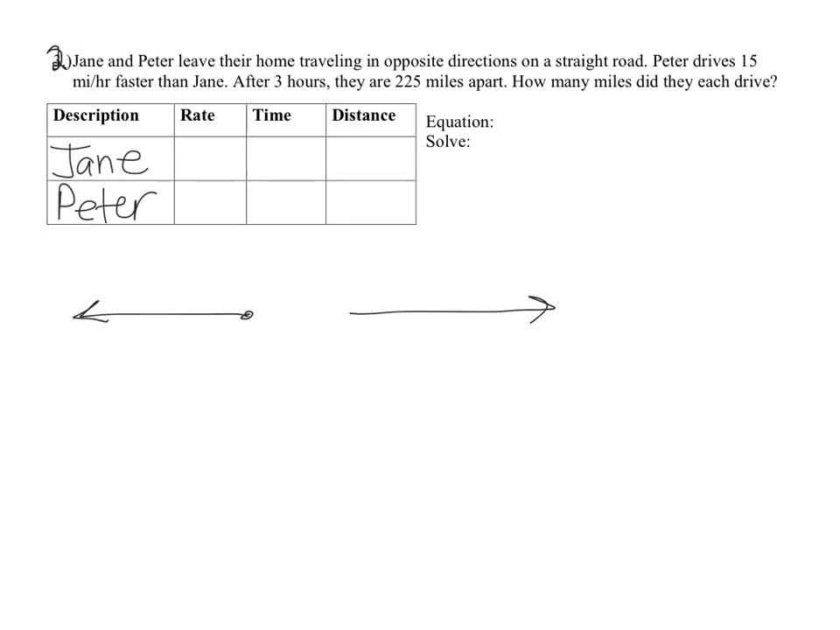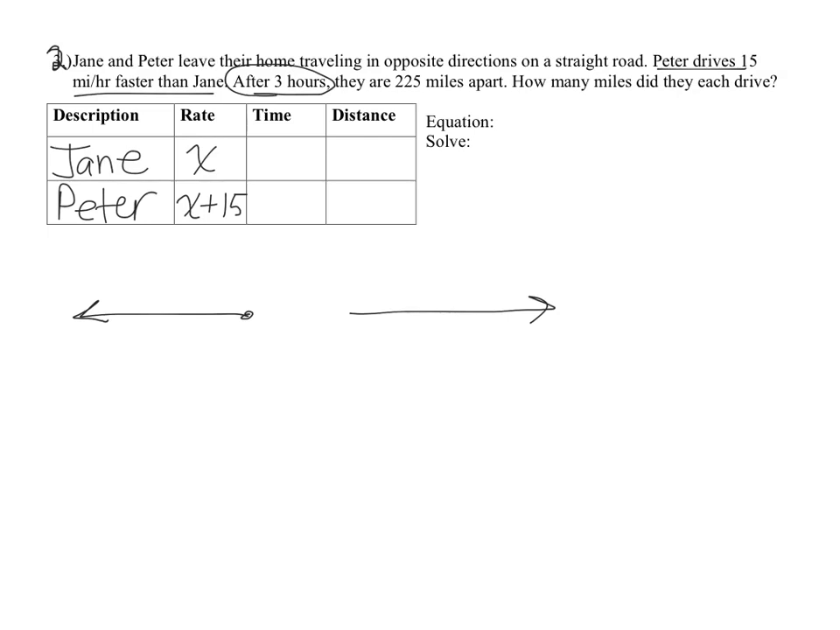Peter drives 15 miles per hour faster than Jane. So this does not tell us how fast they are driving, but it gives us a comparison. So Peter's the faster driver. So if I call Jane X, then that would mean that Peter is X plus 15. If you called Peter X, then Jane would be X minus 15. Okay? Then it says after 3 hours, they are 225 miles apart.